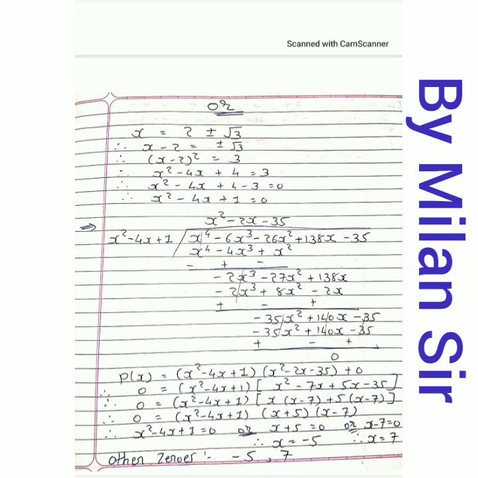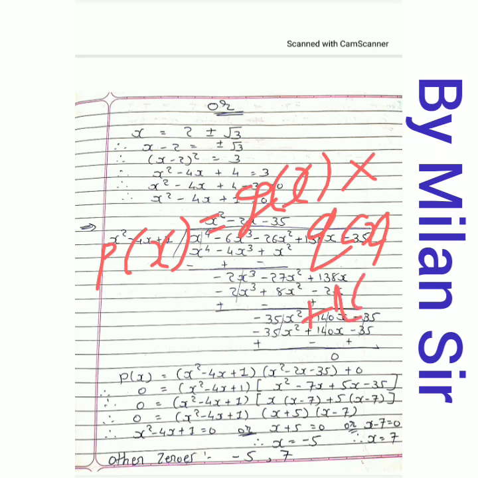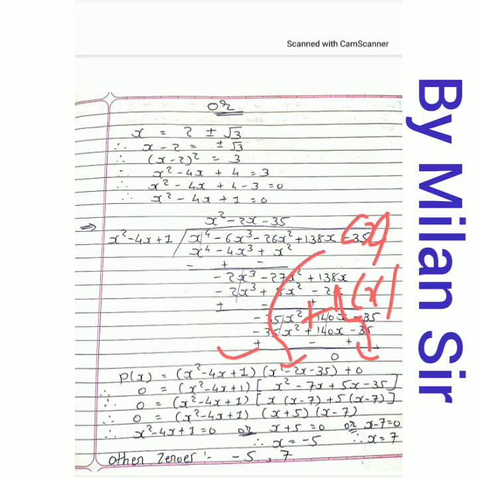Now division algorithm, p of x is equal to g of x into q of x plus r of x. So here is my p of x, here g of x, q of x, and plus r of x is equal to 0. Now for finding out zeros of polynomial, put 0 in place of p of x. So I put 0, first bracket as it is, and factorize the second bracket.